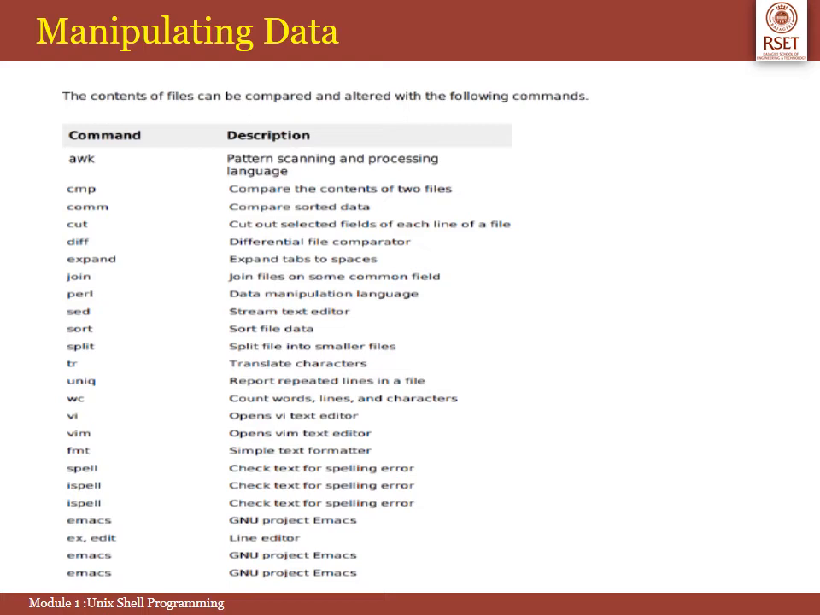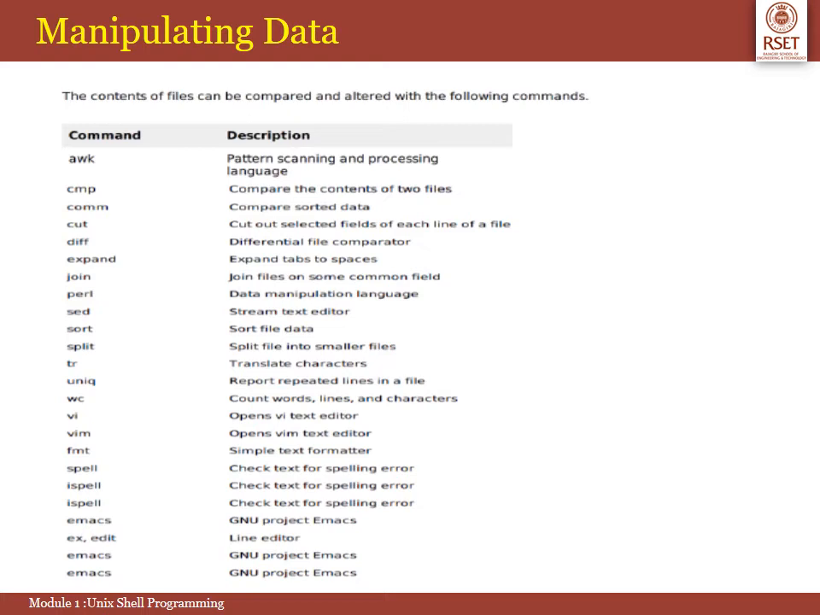tr will translate the characters. Uniq command will report repeated lines in a file. wc will count the words, lines and characters. vi will open the vi text editor. vim command will open the vim text editor.